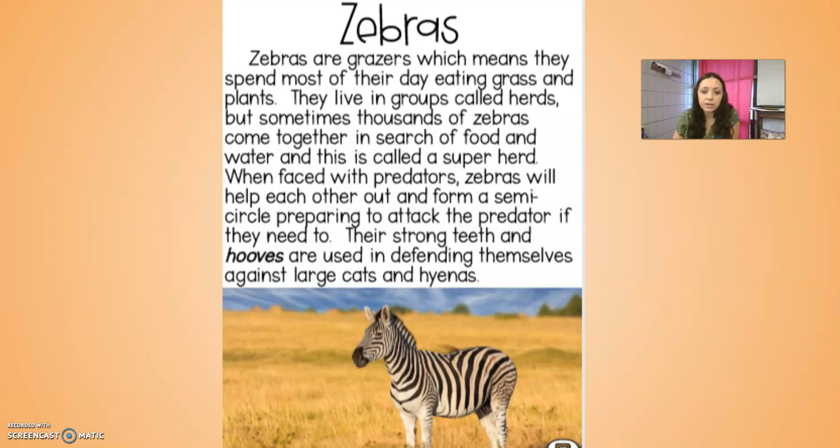When faced with predators, zebras will help each other out and form a semicircle, preparing to attack the predator if they need to. So that means that they form that half circle and they're going to stand up for each other. Their strong teeth and hooves are used in defending themselves against large cats and hyenas.